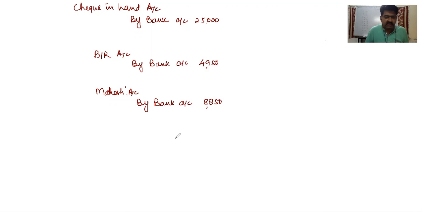Now after this you can see Dinesh is written, so we have to prepare Dinesh account, and the amount is written in the cash column. So we will convert this particular posting into a journal entry, and that is cash account debit to Dinesh. So in Dinesh account, on the credit side, by cash account will come. Okay, and the amount will come 4,800.